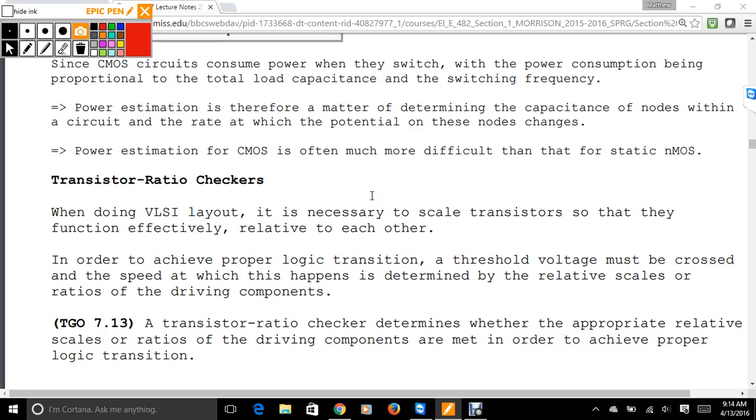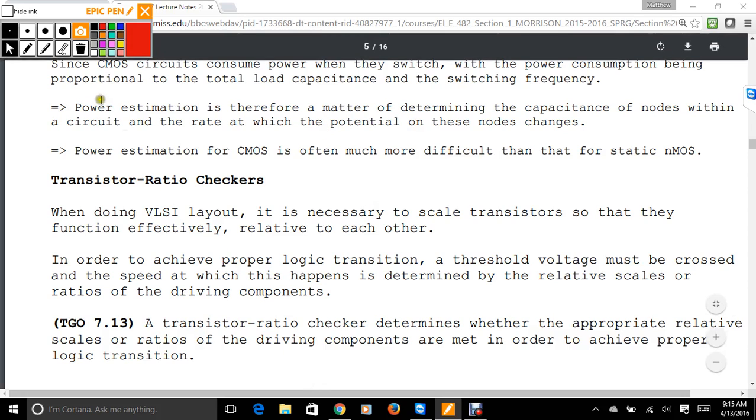Remember that one problem where we had either one inverter, or 3 inverters or 4 inverters, and you had figured out which one you should actually use based on a combination of sizes and being able to meet certain design constraints. So these transistor ratio checkers do that for you. They make sure that you're actually meeting these requirements. So that's why I say whether appropriate relative scales or ratios of the driving components are met in order to achieve proper logic transition. So you now know how that's actually being done underlying with the math.